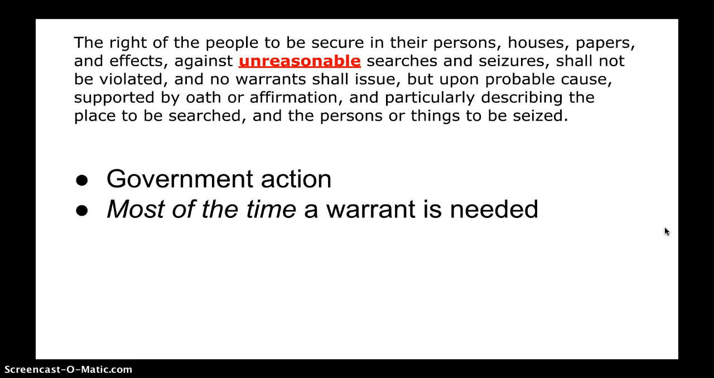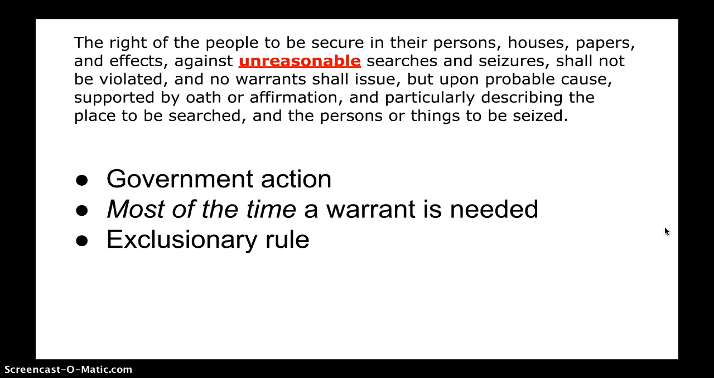In general, so most of the time, the investigating agency, and most of the time I'm just going to say police, but I mean the investigating agency, has to have a warrant. And most of the time, with very few exceptions, without a warrant it would be an unreasonable search, and the Fourth Amendment would be violated.